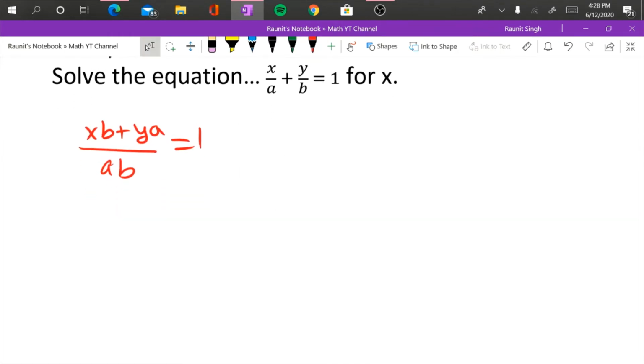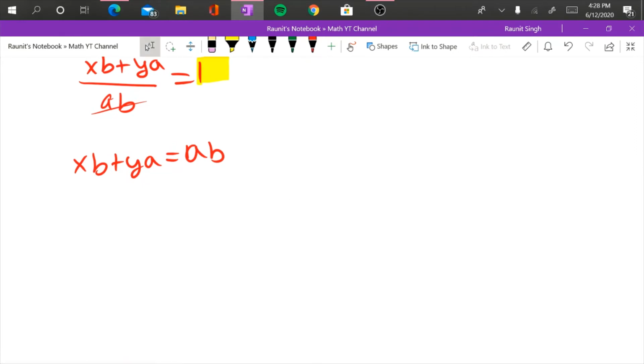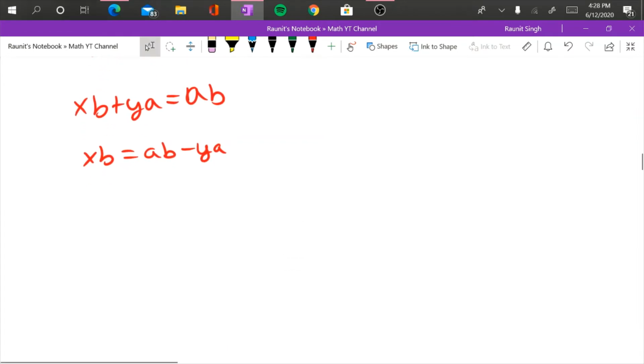We multiply both sides with ab so that you can cancel out the ab, and bring the ab to the right side of the equal sign, which is what I highlighted. So you're going to have xb plus ya is equal to ab. And now we're going to subtract both sides with ya. So xb is equal to ab minus ya. And then we're going to divide both sides with b so that we can get x is equal to ab minus ya over b.